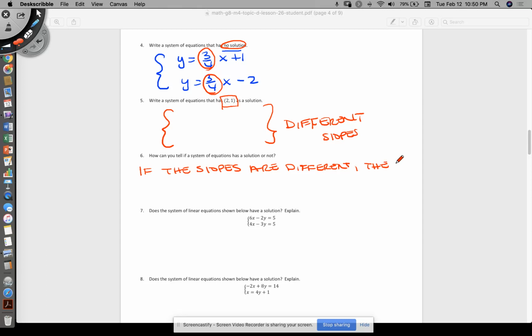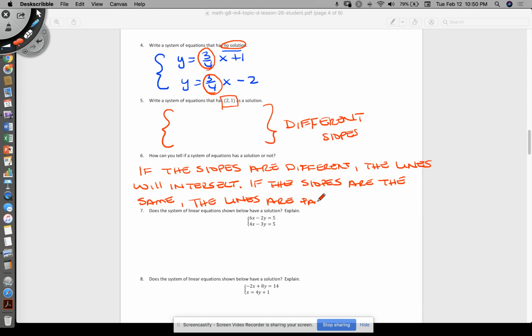the lines will intersect. If the slopes are the same, the lines are parallel. All right, there you go.